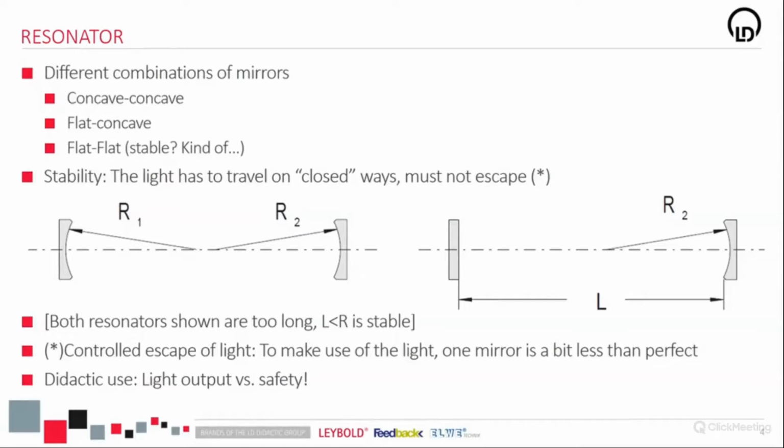And stability means that the light must not escape, which will happen when the length is larger than the radii. And of course, as you can see as drawn, none of these resonators is stable. They have to be much shorter. And that's what we'll see in the experiment.